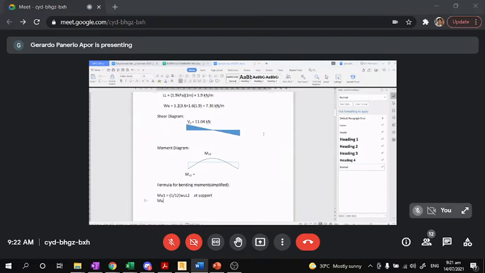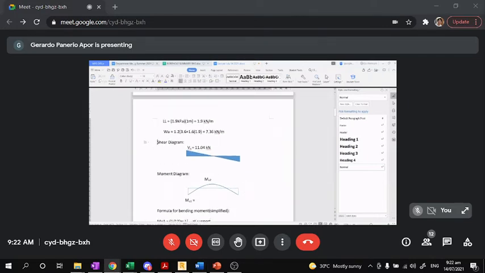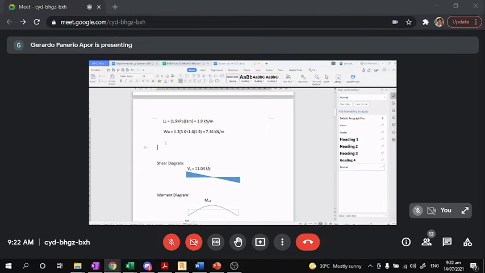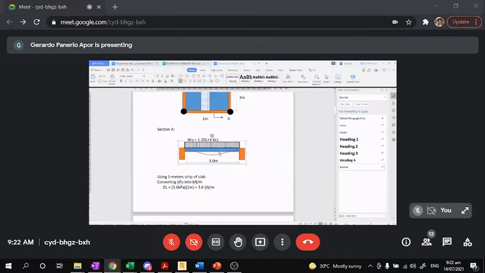Okay? And Mu2 is equal to 1 over 24 WU L squared at midspan. Okay? So, try to research in your theory of structures. So, the load diagram, we don't have the load diagram yet. Load diagram, complete. Let me copy it.